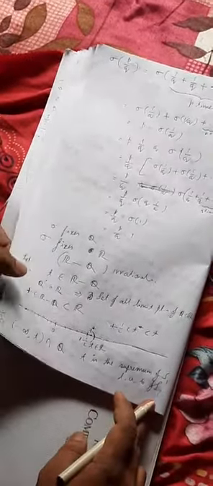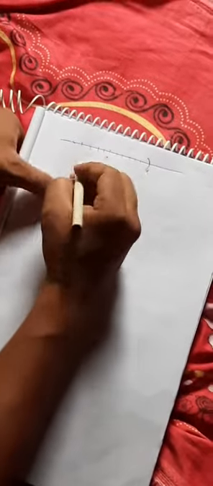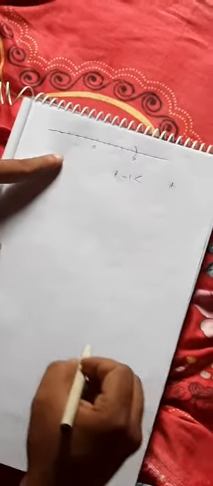Now since t is the least upper bound of S1, let's draw a picture. This is t, this is 0, say we are considering the set. This is Q, right? So since t is the least upper bound of this set, take t minus 1. t minus 1 is less than t, so t minus 1 is not an upper bound.